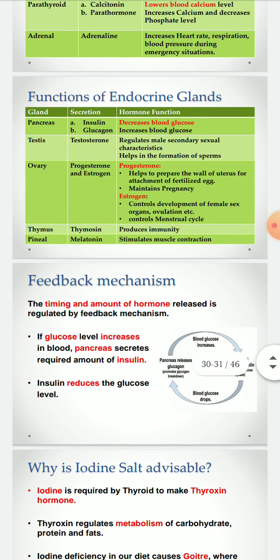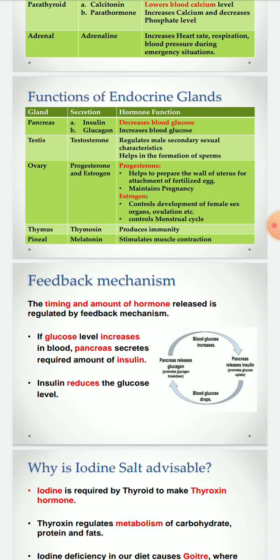Functions of endocrine glands. What are the functions of endocrine glands? Other endocrine glands are the pancreas, testes, ovary, thymus and pineal gland. The pancreas secretes insulin and glucagon, which decrease and increase blood glucose respectively. The testes secrete testosterone, which regulates male secondary sexual characteristics and helps in the formation of sperms.